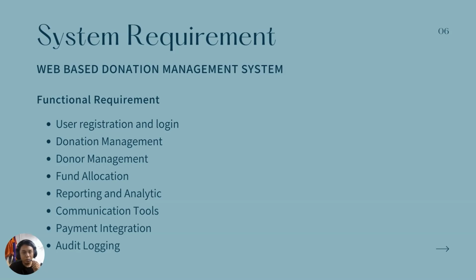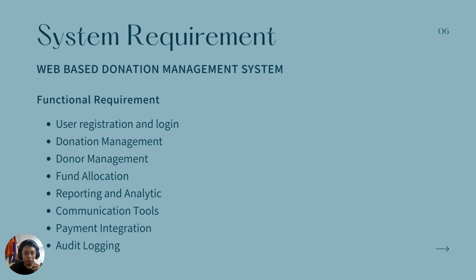Okay. So the second is the system requirement. So we have the functional requirement and the non-functional requirement. For functional requirement, we will have the user registration and login, for the user to make an account. Secondly, we have the donation management to manage all the money that the donor provides. The third is the donor management. Here, the system will store all the relevant information about the donation and the donor personal information.